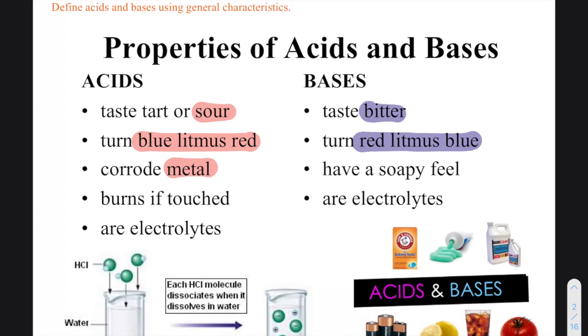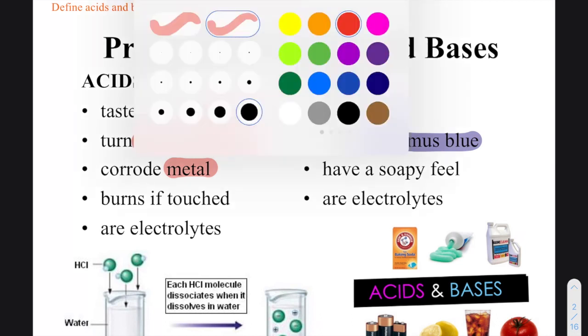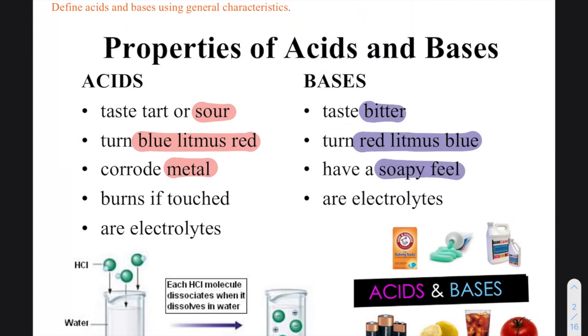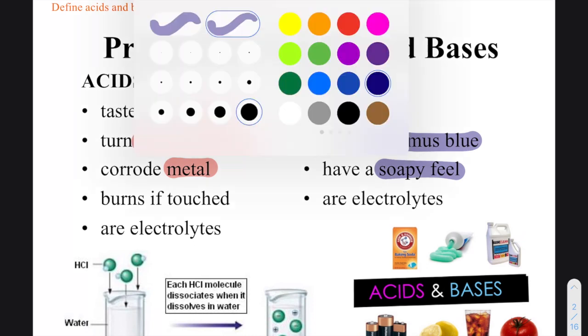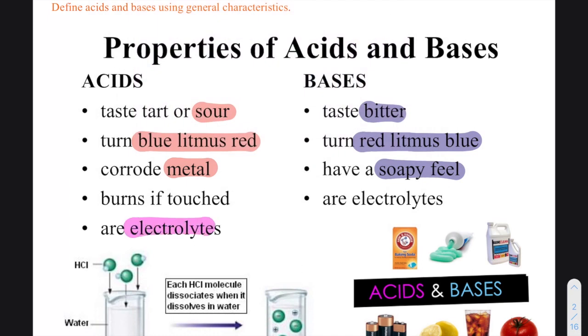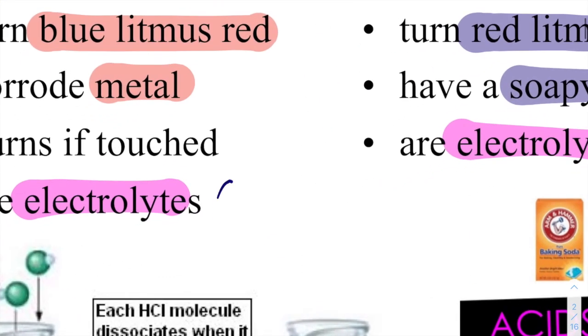Both of them will burn you if you get them on your skin if they're strong enough. Bases tend to be slippery. It's one of the ways you know you're dealing with a base. Next time you help clean the house and you use ammonia, which is a base, you can feel it in your fingers. It's very slippery. And then lastly, they're both considered to be electrolytes. And what that means, if you remember from earlier, is that they conduct electricity. Okay.